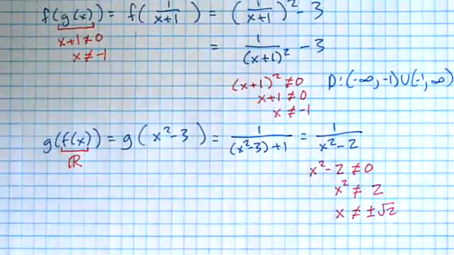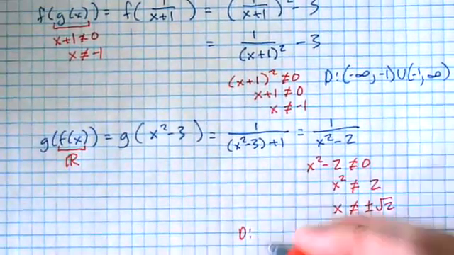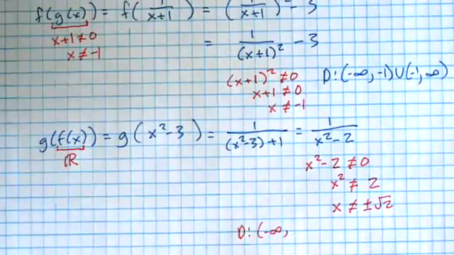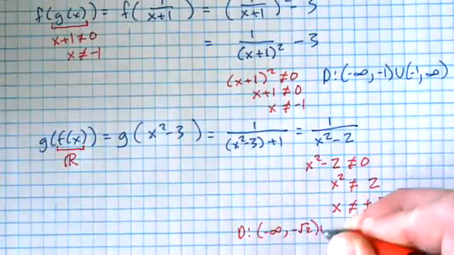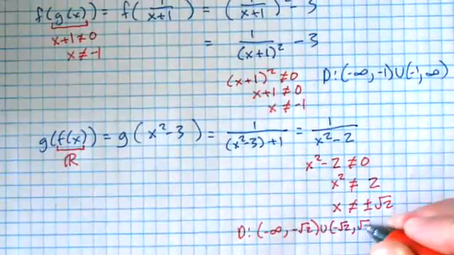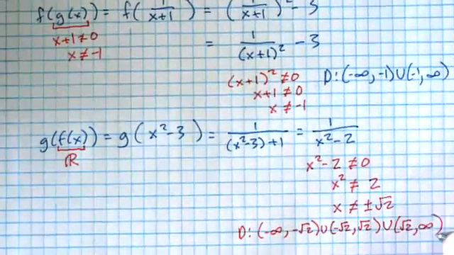So this domain is going to be kind of a messy one. We need to exclude positive and negative root 2. Final domain starts at negative infinity. I'm not sketching it. Are you guys okay with me not sketching it? And then where's the first break we're going to hit? Negative root 2. And then it picks up after negative root 2, and goes all the way up to positive root 2. And then it breaks, picks up on the other side, and goes up to infinity.